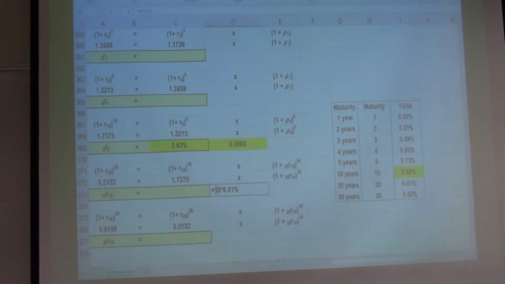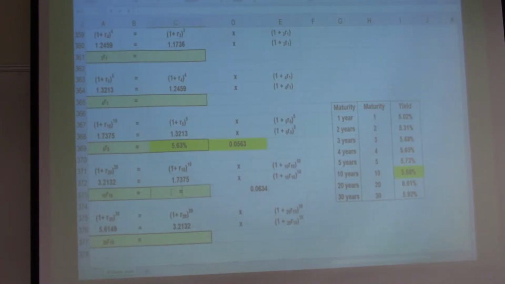no, it should be 20 years, and subtract 10 years. 10 years is 5.68% times 10, but this is how much you get in the next 10 years. So you divide it by 10, so 6.34.